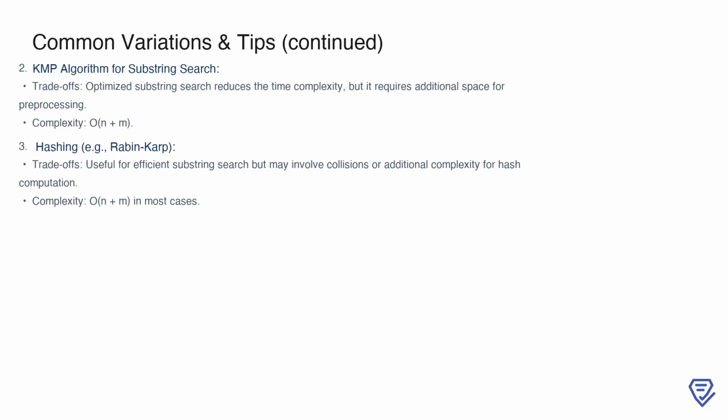Another advanced approach is to use hashing, such as the Rabin-Karp algorithm. This technique is useful for efficient substring search by comparing hash values rather than the actual strings. However, it comes with trade-offs, such as potential hash collisions or additional complexity in computing hashes. Both of these methods, KMP and hashing, offer O(n+m) performance in most cases and are worth mastering for problems like this one.